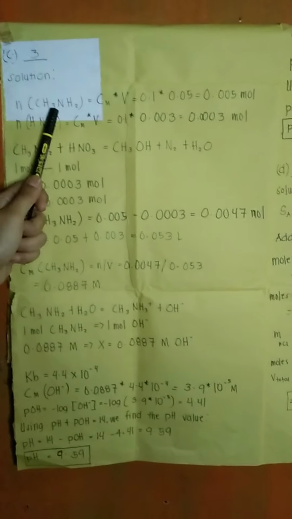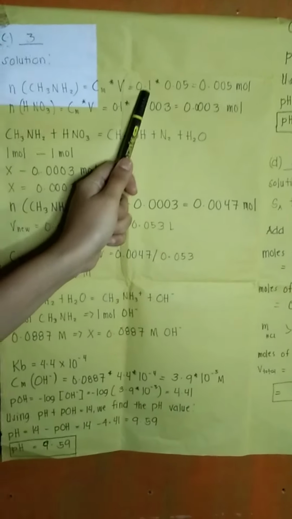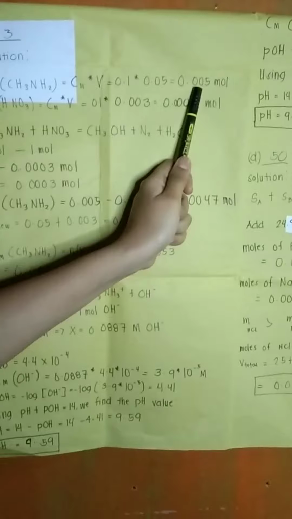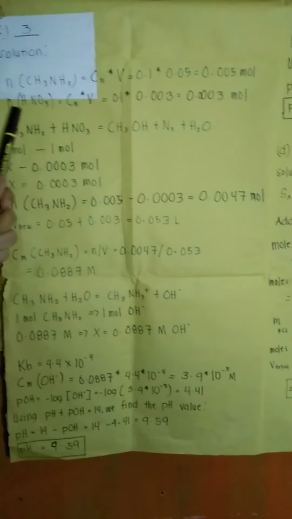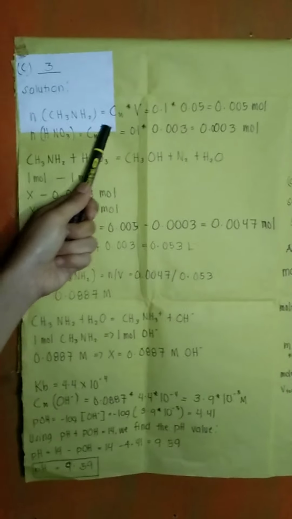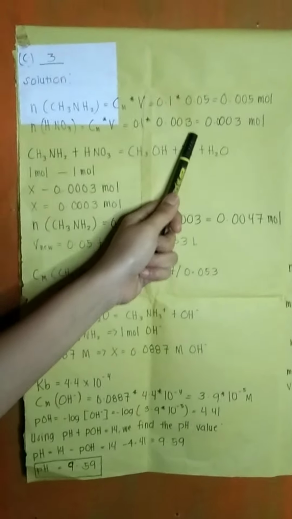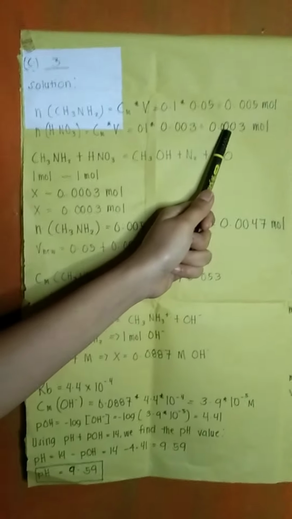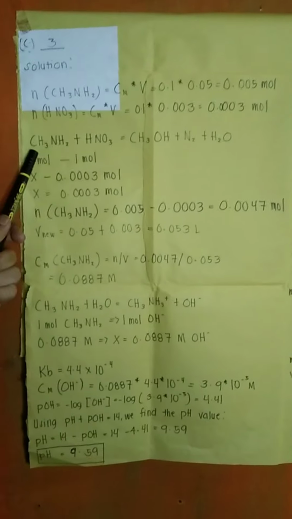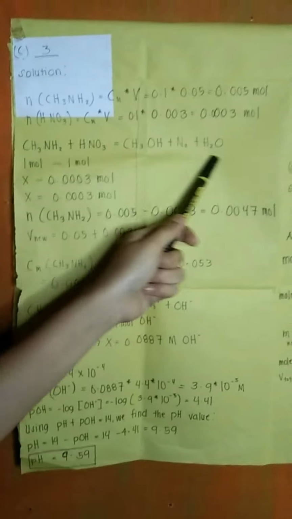N of CH3NH2 equals Cm times V equals 0.1 times 0.05 equals 0.005 mole. N of HNO3, or nitric acid, equals Cm times V equals 0.1 times 0.003. We can get 0.0003 mole. If we balance this equation, we can get this answer.